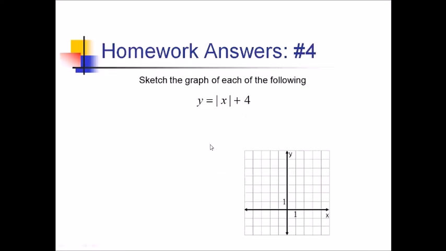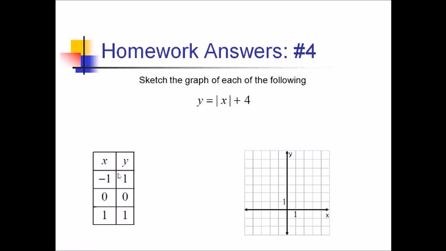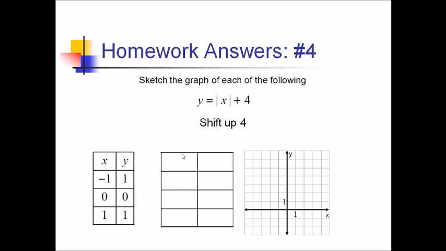For number 4, we have an absolute value graph to transform. Here are our absolute value 3 points that we always use. And we're going to be shifting up 4 with this plus 4 outside the function. So x is going to stay exactly the same, but the y values have to get 4 added to all of them. So for x's, we still have negative 1, 0, and 1. For the y values, we now have 5, 4, and 5.